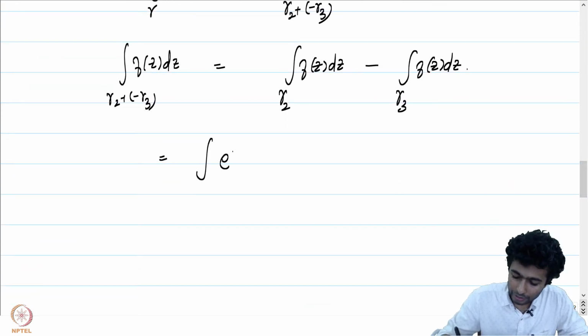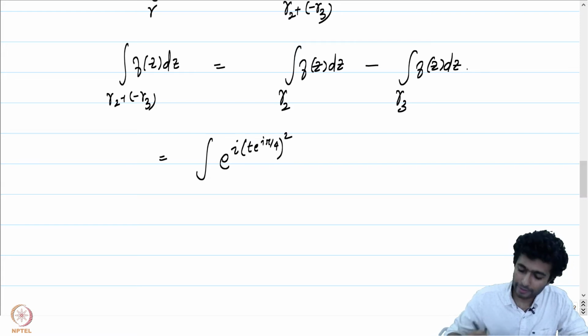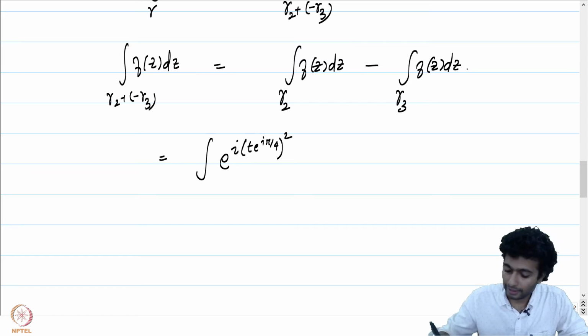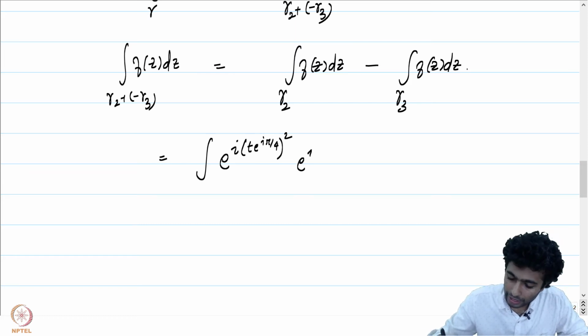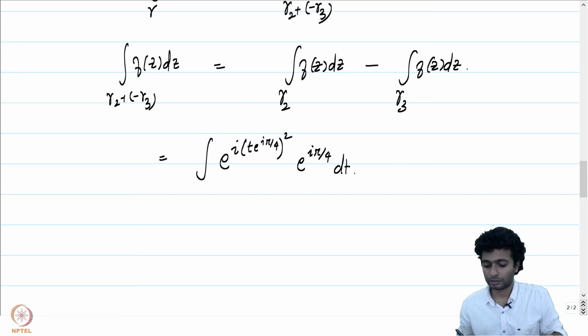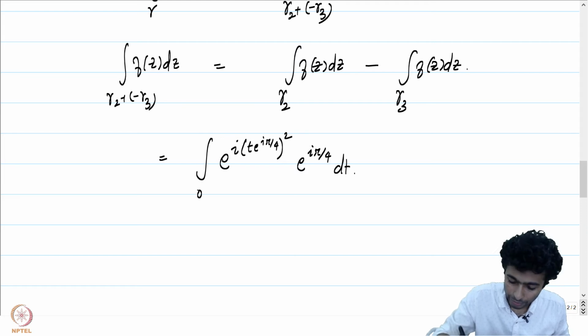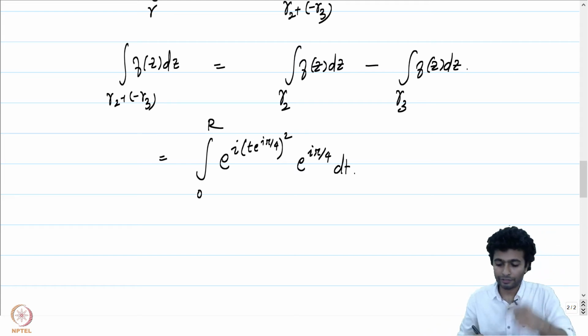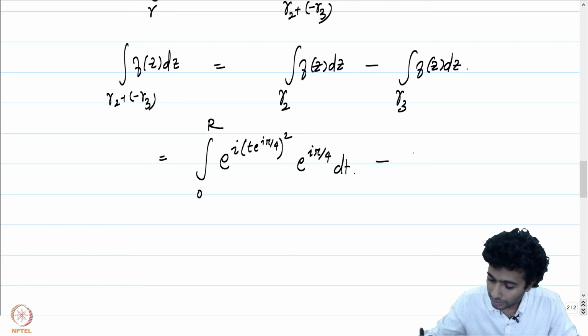So this is going to be e to the power i times gamma of t, which is t e to the power i pi by 4, squared, and gamma prime t dt. Gamma prime t is just e to the power i pi by 4 dt. So that's precisely what we will be getting from 0 to r. That is the first integral. And how about the second integral?